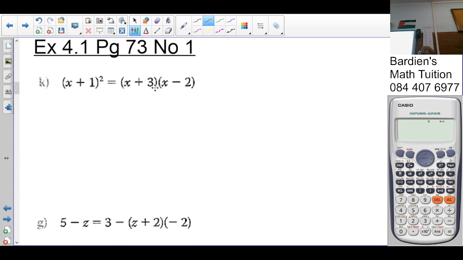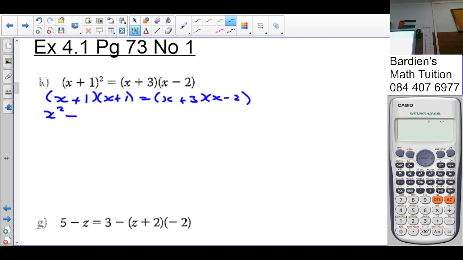Who asked for K? Right, go for it. What did you read for me? What do you have in your book? You wrote this up twice, no problem. Carry on. When you multiply this out, what did you get? Yes. Carry on.